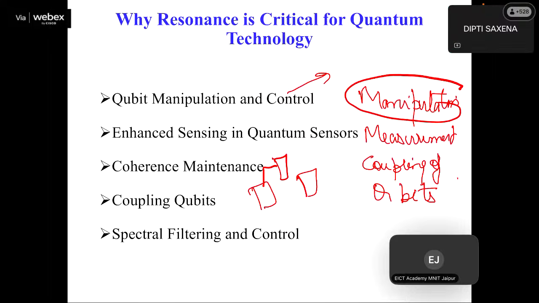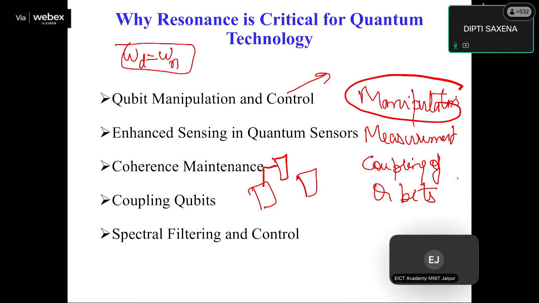What is resonance? Resonance occurs when the driving frequency is equal to the natural frequency of the system. When the driving frequency is equal to the natural frequency of the system, it results in maximum energy transfer. It results in enhanced signal amplitude, and we can also manipulate the coherent state of a qubit.